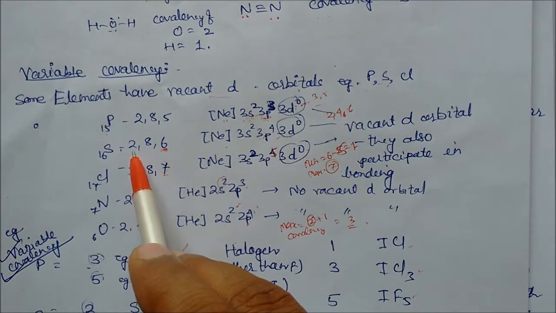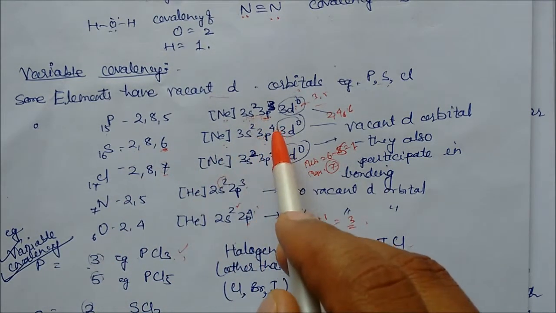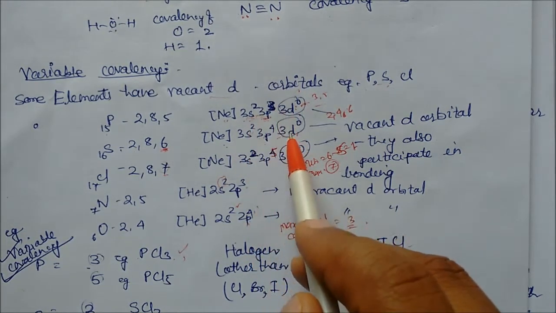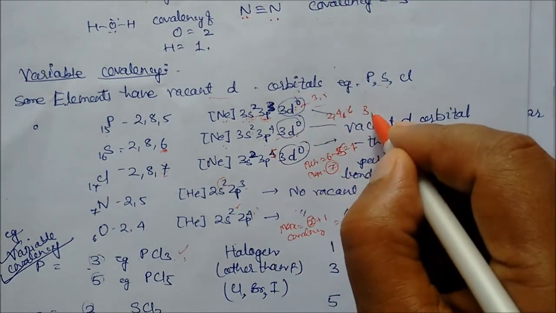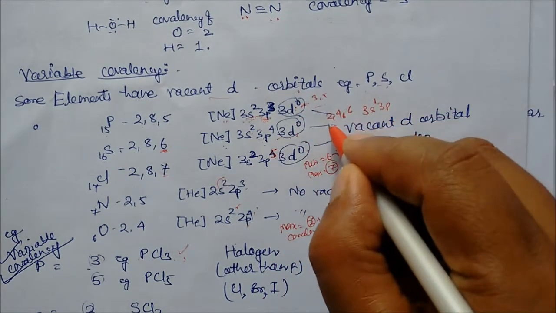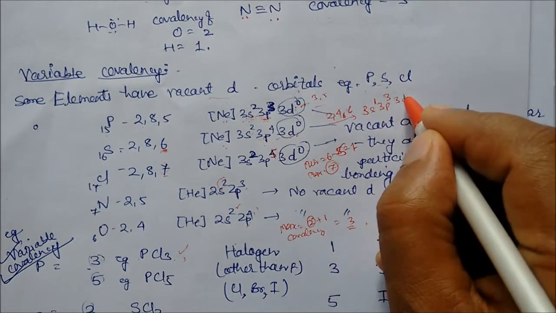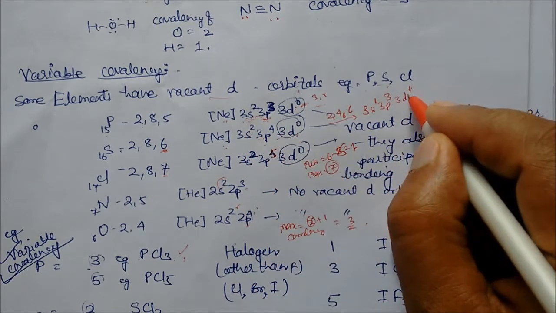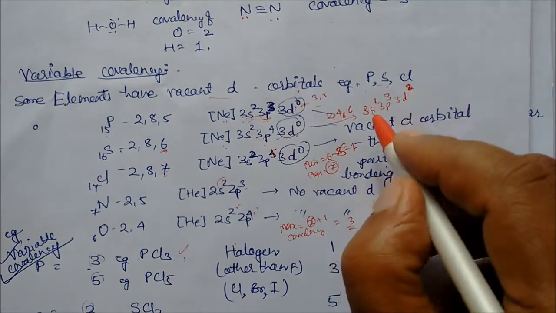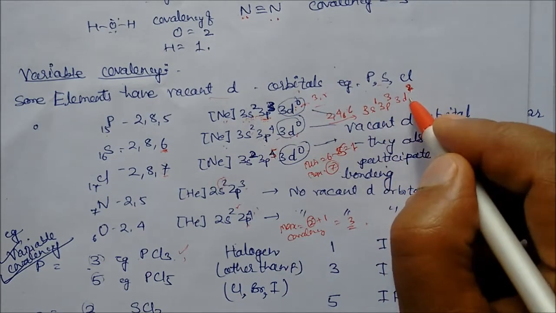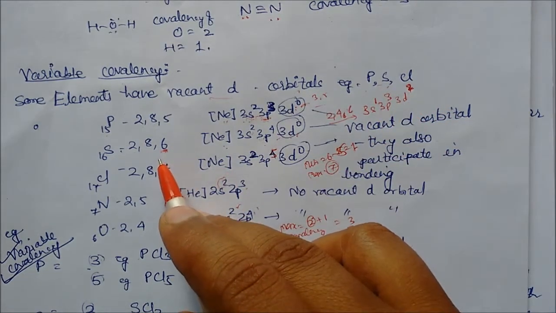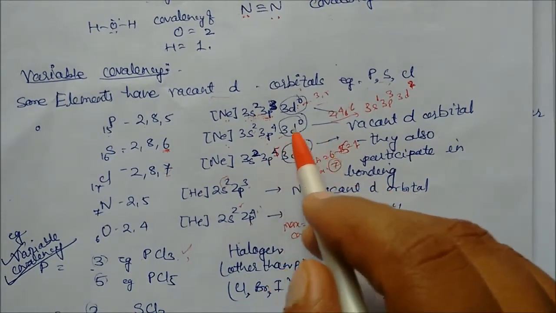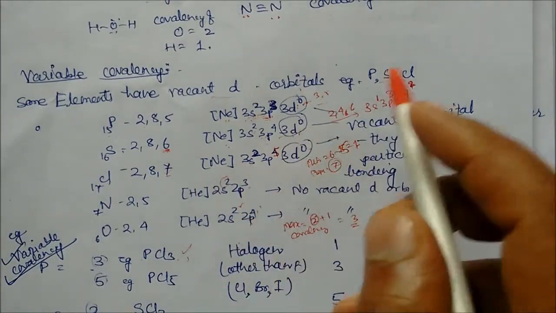Similarly sulfur, whose configuration is 2,8,6, so neon 3s2, 3p4, and they have vacant d orbitals. One electron from s can go to d, giving 3s1, 3p3 and 3d1. Then from 3p, two electrons can go, giving 3d2. So 3 plus 1 plus 2 is 6. So it can have a maximum covalency of 6 due to the presence of these orbitals, because d can accommodate a maximum of 5 unpaired electrons.